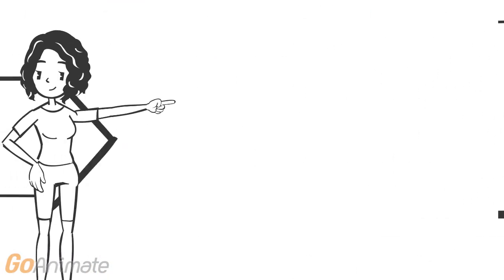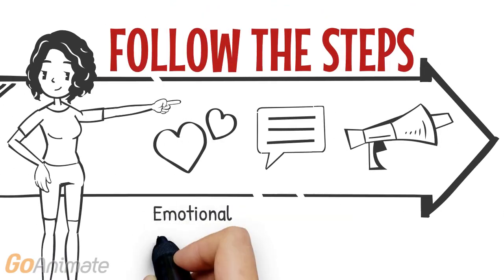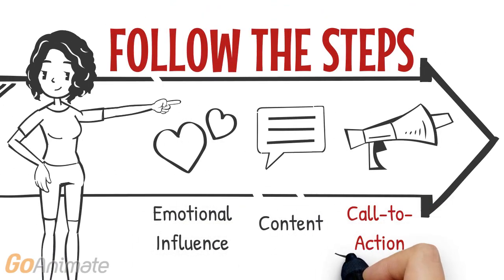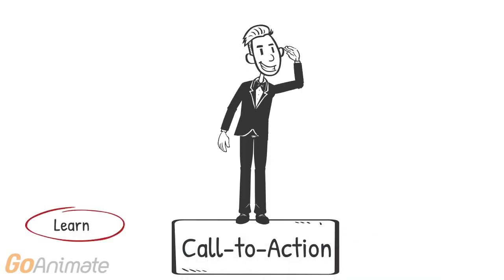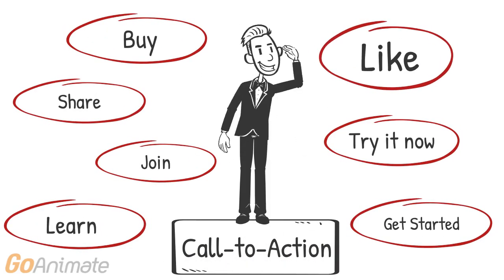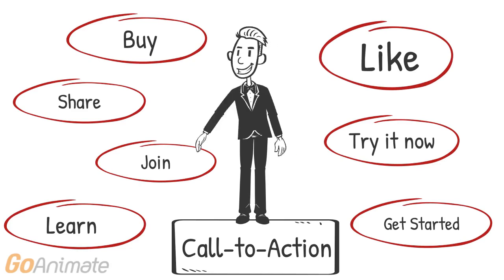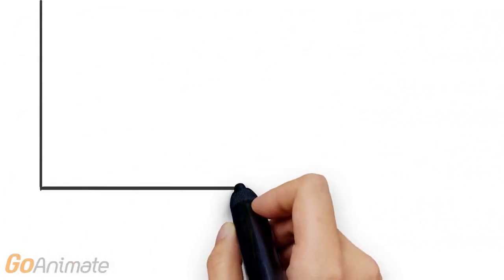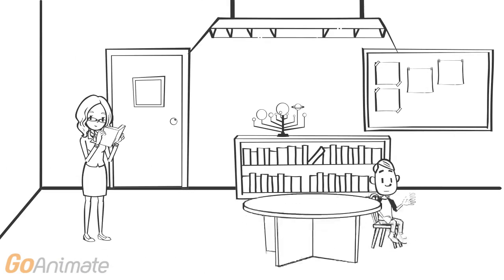The third step is having a clear call to action, which is telling the audience what to do next. A call to action can be anything really that encourages an action from the audience. But why is it important? It's not an entertainment video after all.